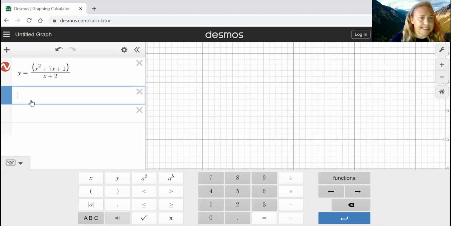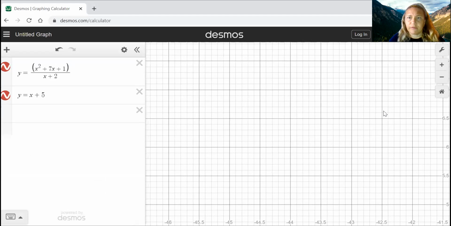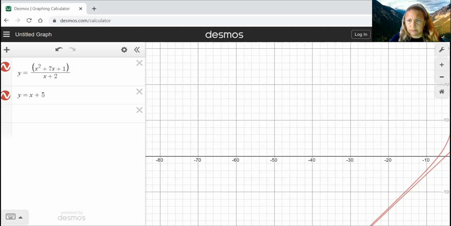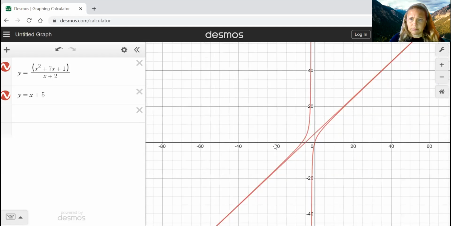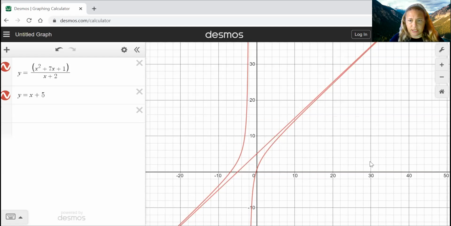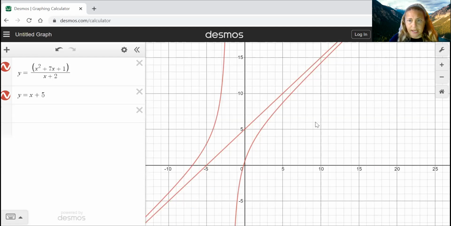Okay, so my slant asymptote line is y equals x plus 5. And then, oh, I'm on a weird zoom from the last example. So let's come over here. I love how easy it is to adjust the window. It is not so easy on the 84 as it is here.